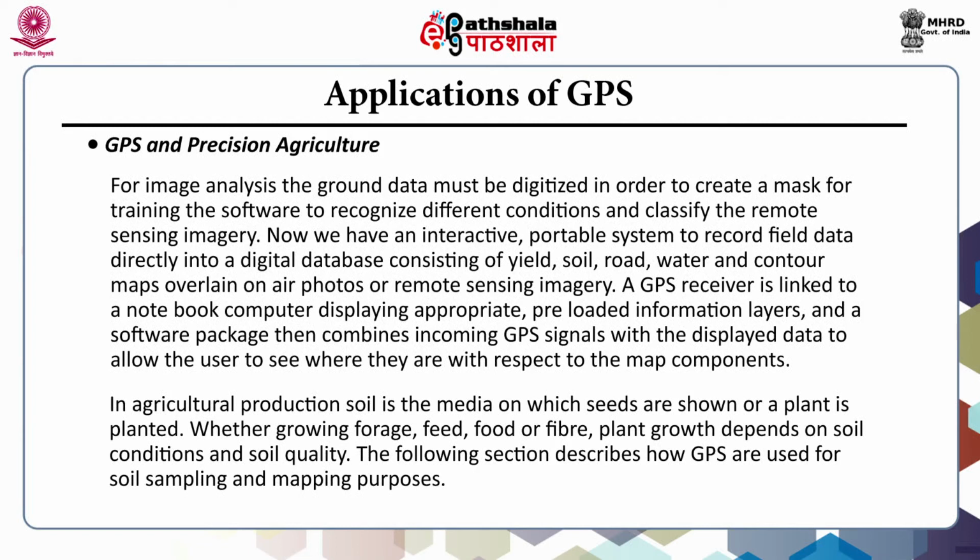Now, we have an interactive portable system to record field data directly into a digital database consisting of yield, soil, road, water, and contour maps overlain on air photos or remote sensing imagery. A GPS receiver is linked to a notebook computer displaying appropriate pre-loaded information layers, and a software package then combines incoming GPS signals with the display data to allow the users to see where they are with respect to the map components.